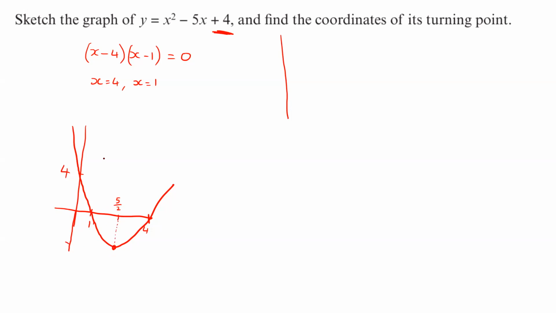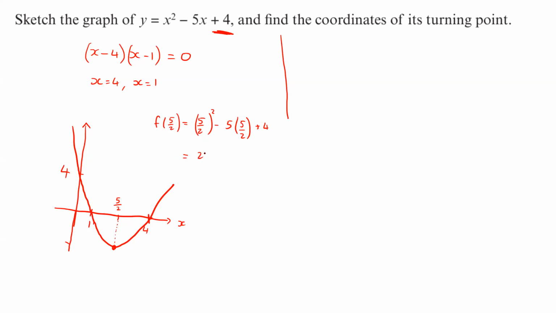To find the value on the y, I need to know what's the value of my function when x is 5 over 2. So I'd literally just put that into my original function. So f of 5 over 2 is equal to 5 over 2 squared minus 5 lots of 5 over 2 plus 4. And I've just got to work that out. Now, I'm going to do it manually. Most of you will probably use your calculator.